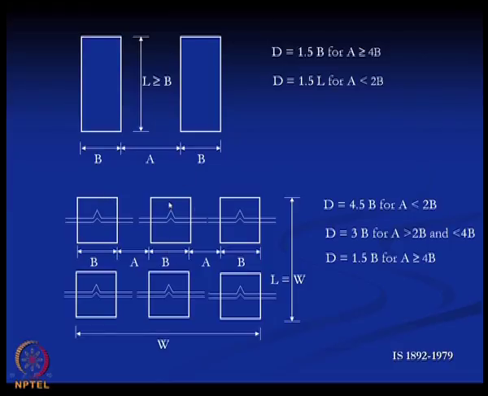Now, these are some building blocks. This is the total width W, this one L is equal to W, this width is B, this spacing is A, again B, A, B. Now, the depth of boring will be 4.5 times B for A less than twice B, the depth of boring will be 3 times B for A greater than twice B and less than 4B, and the depth of boring will be 1.5 times B for A greater than or equal to 4B.